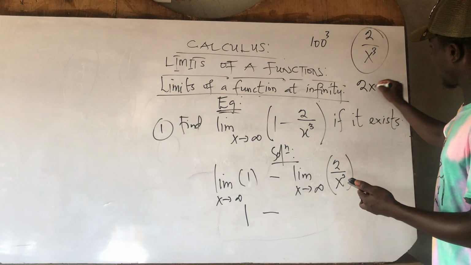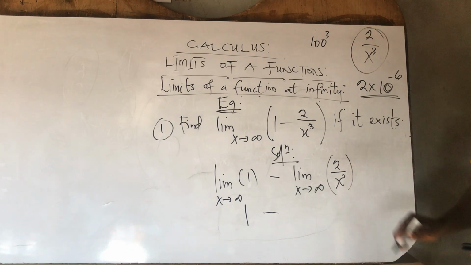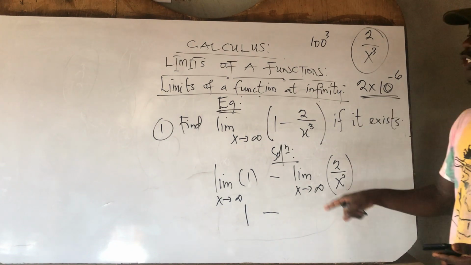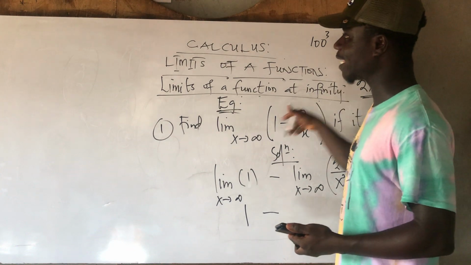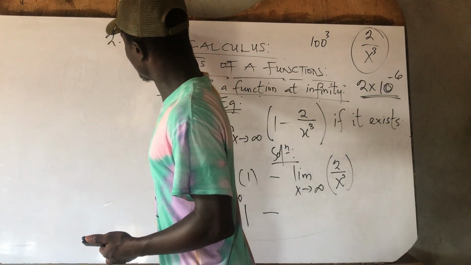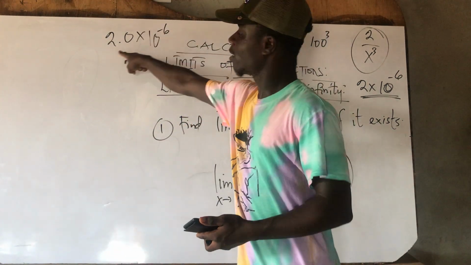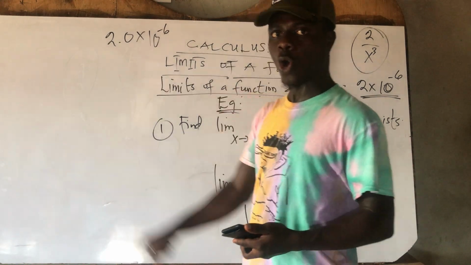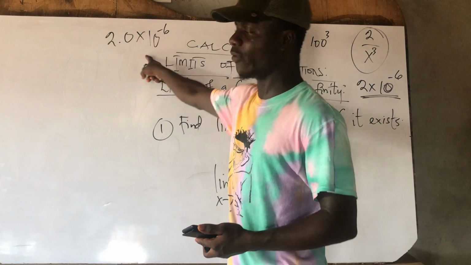We had 2 times 10 to the power of negative 6. And this one is in standard form, right? When you are changing it to an ordinary number, this one, 2 times 10 to the power negative 6, it's the same thing as 2.0 times 10 to the power of negative 6. Now, let's change this standard form number, or this scientific notation, to an ordinary number.